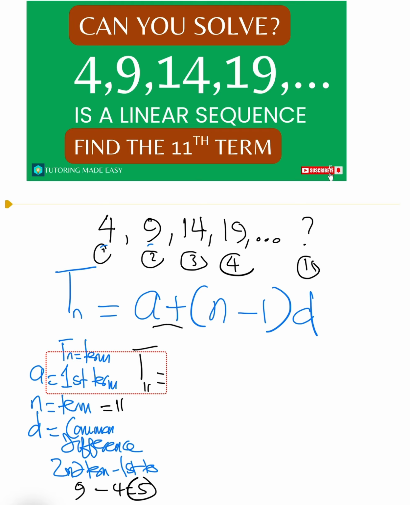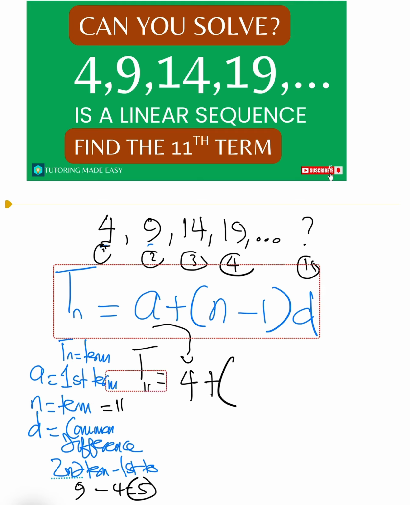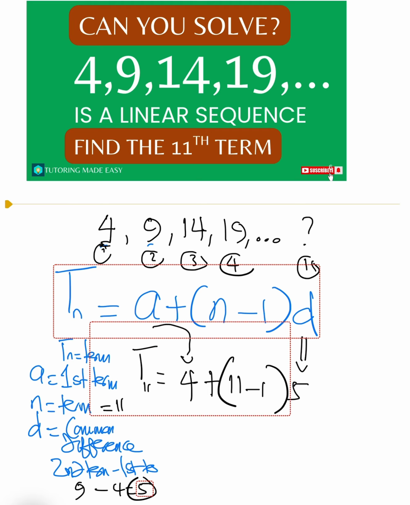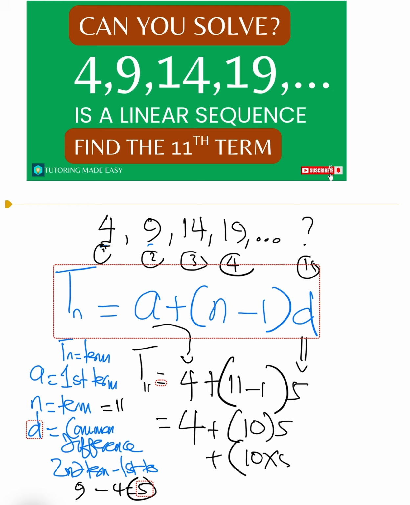What's our first term here? Our first term is the number 4 right here. And then we're going to bring our plus sign. And then we have our N, which is the 11th term that we're looking for, minus 1. And then we also have our common difference, which is 5. When we do our calculation, we have 4 plus what? 10 and 5. And we know that this is the same as 10 multiplied by 5.